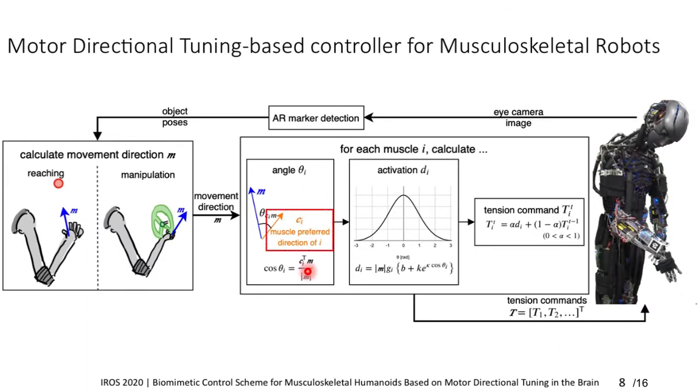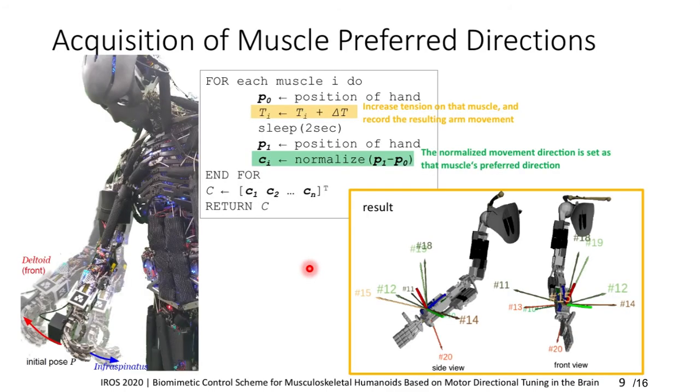Next, let me explain how we have obtained the muscle preferred direction. We have obtained the preferred direction for each muscle after holding the arm still in a neutral pose like this, and then increasing the tension for each muscle, and then recording the resulting arm movement. The muscle's preferred direction is set as the normalized movement direction.